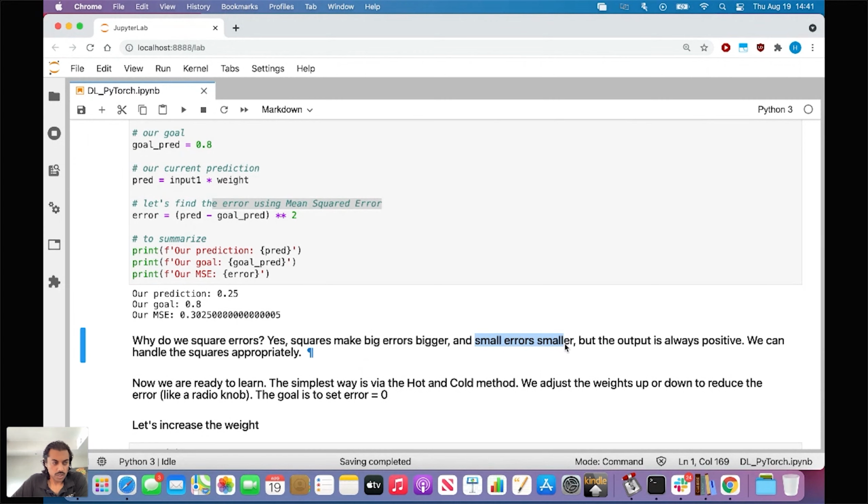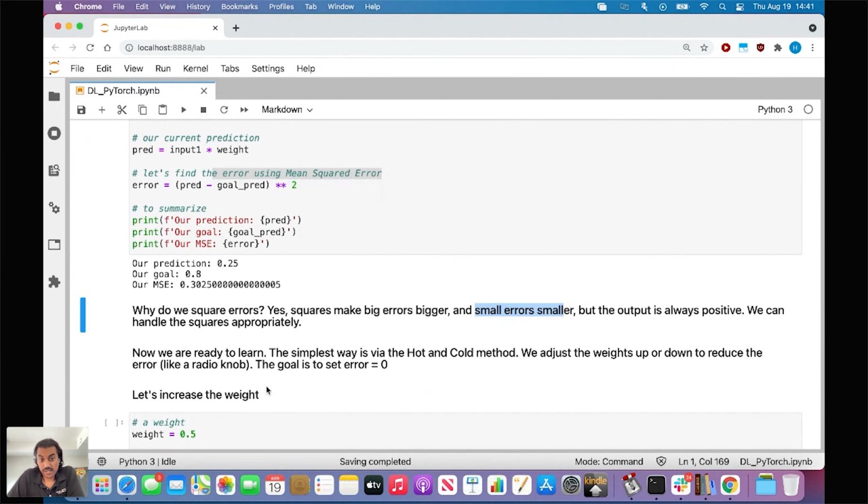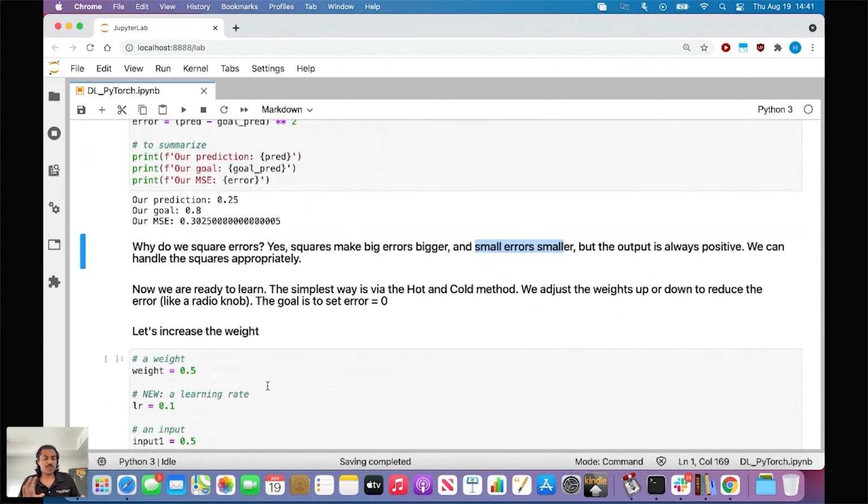Okay. So I think this question popped up earlier: are we just picking random weights? And the answer was yes. So let's try to look at it in terms of a knob, like a radio knob, or maybe the temperature knob. I should probably change it to an AC knob. What I like to describe as the hot and cold method is that we adjust the weights up or down to reduce the error. The goal here is to get the error to 0, or as close as we can. In the real world, we probably don't get to 0, but as close as we can.